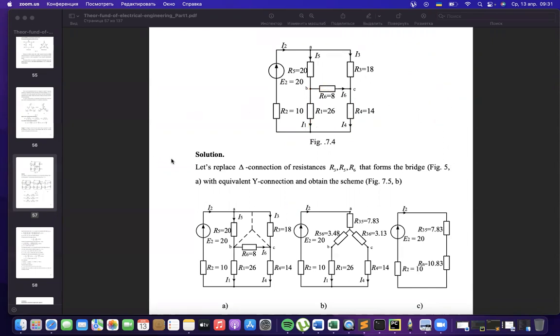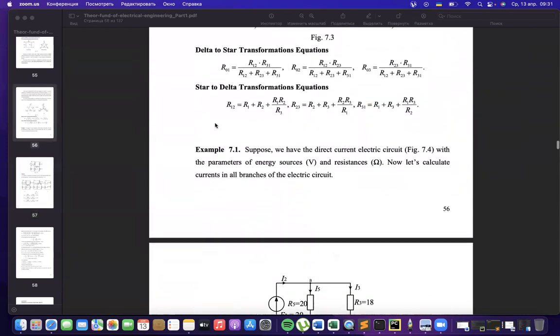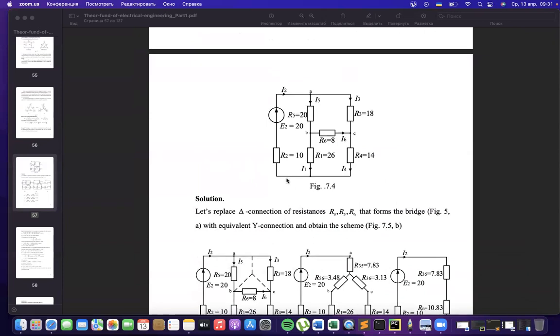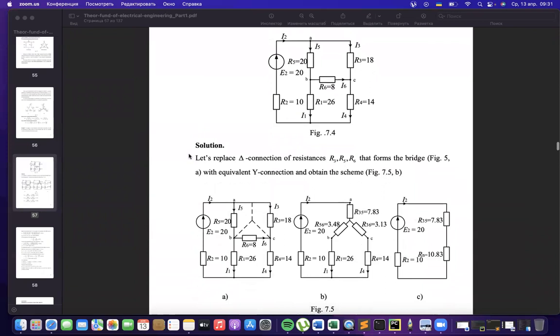Also, what we should mention is that if we are transforming some part of the system, if we are transforming some delta part to a star part, we should change the resistivity of our consumers, because if it is a different type of connection, it means that we should use different resistivity of these objects.